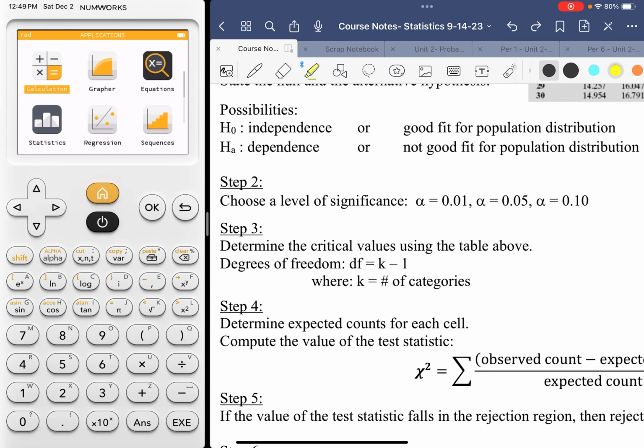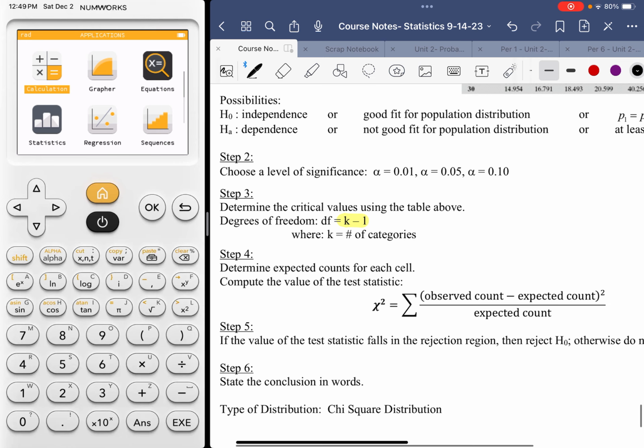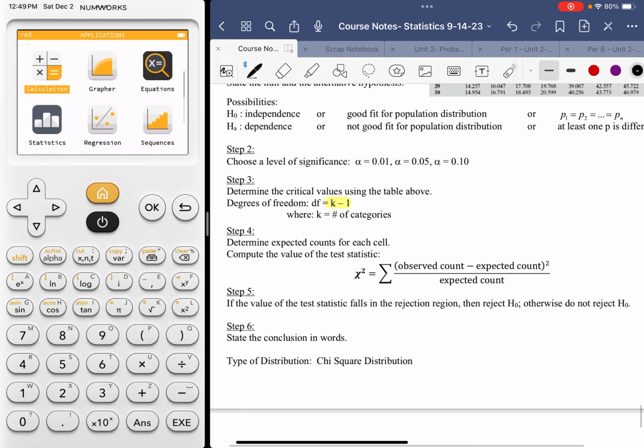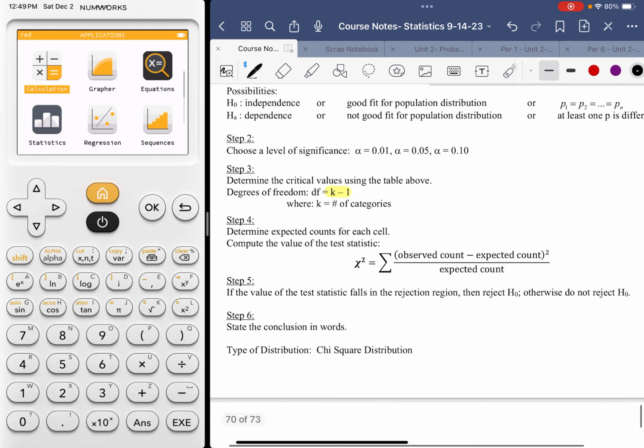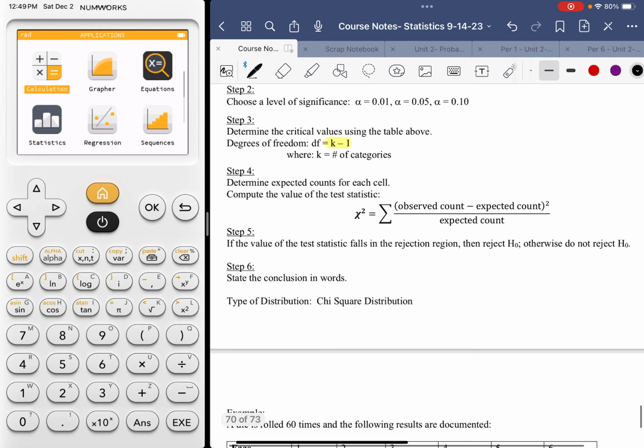Slight difference in degrees of freedom. K represents the number of categories, so K minus 1 would be your degrees of freedom. We have a nice formula here that we're not going to have to use because the calculator is going to handle it for us. We state the conclusion, same deal. And again, this is a chi-square distribution. So even though it looks like an x squared, it's really a chi-square.